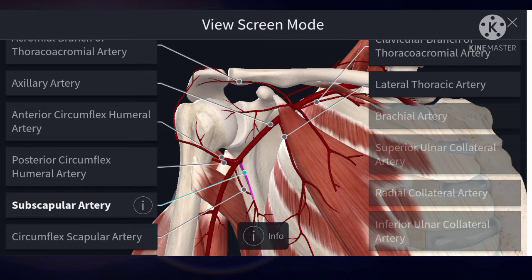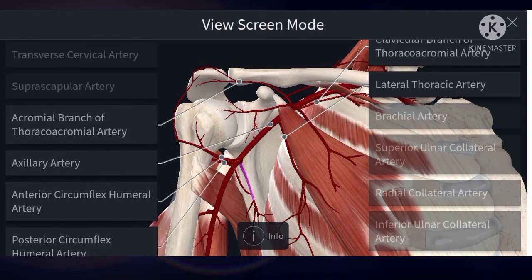Now we will talk about the acromial branch of the thoracoacromial artery. As you can see here, the acromial branch of the thoracoacromial artery crosses the coracoid process and anastomoses over the acromion process.